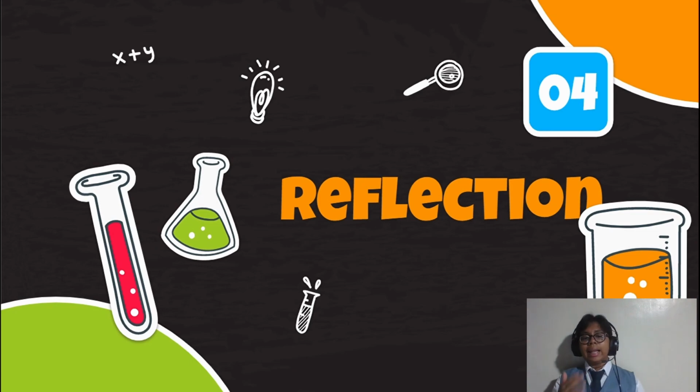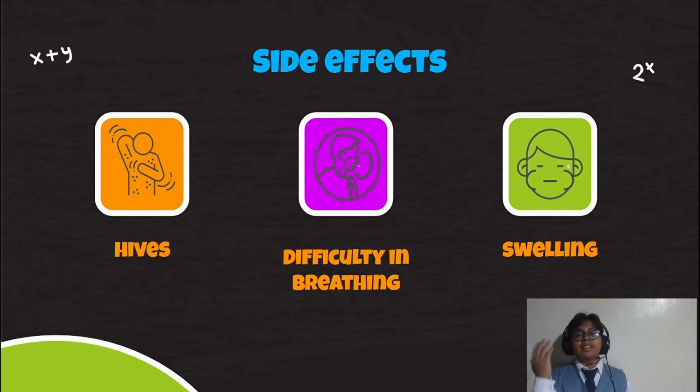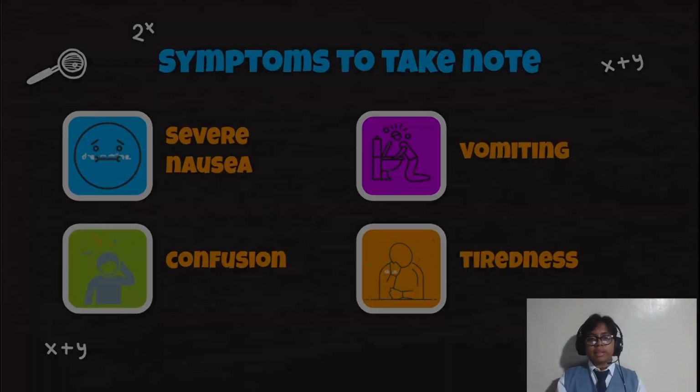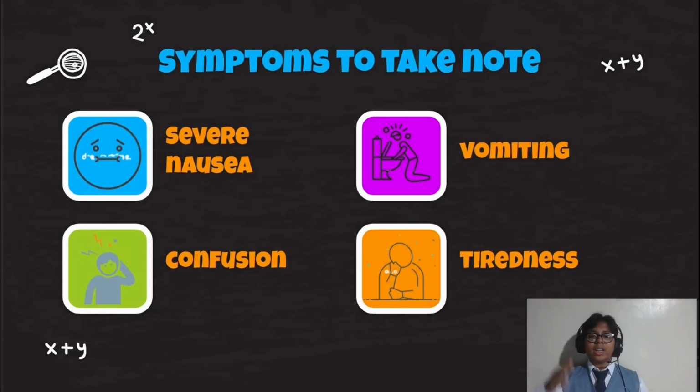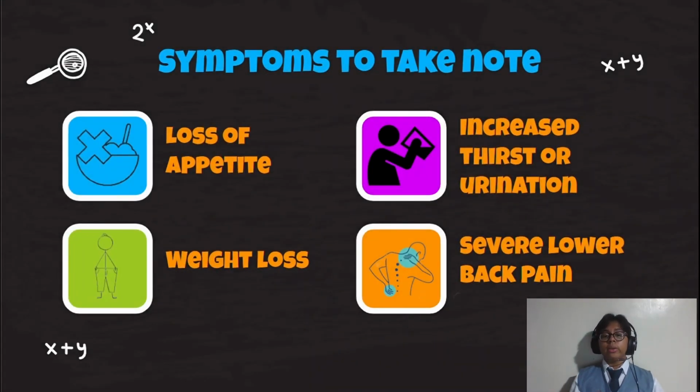But as with any advantage, there is a disadvantage. You may experience hives, difficulty in breathing, and swelling of your face, lips, tongue, or throat if you take too much calcium phosphate. Stop using calcium phosphate immediately and contact your doctor if you experience severe nausea, vomiting, or constipation, confusion, tiredness, loss of appetite, increased thirst or urination, weight loss, severe pain in your side or lower back, blood in your urine, or painful urination.